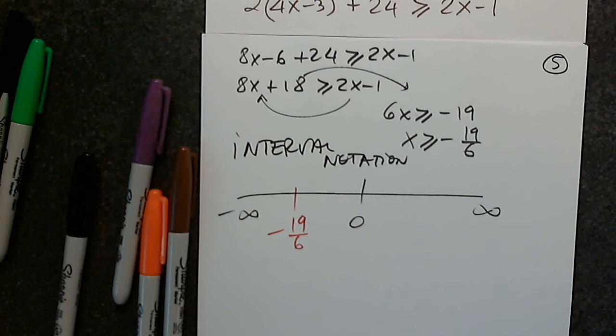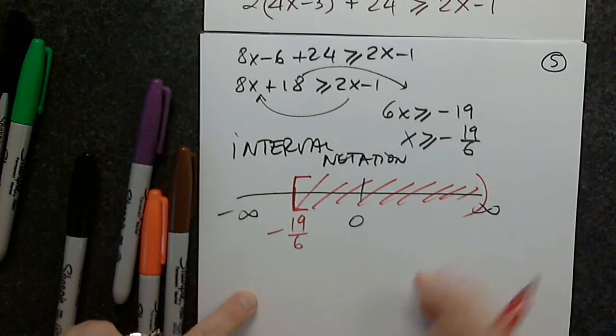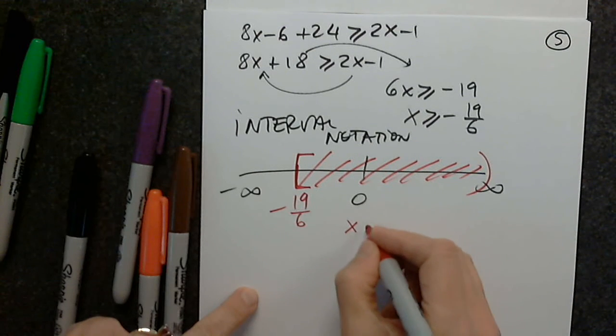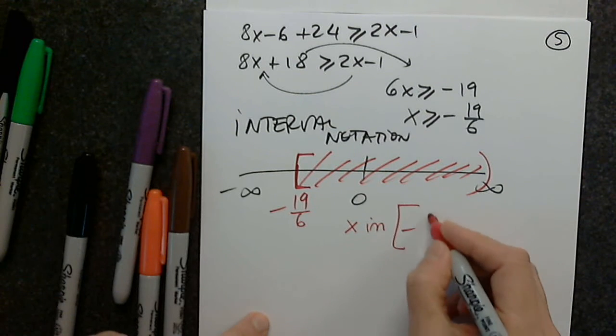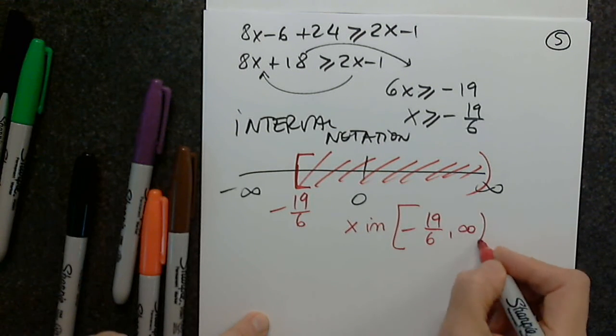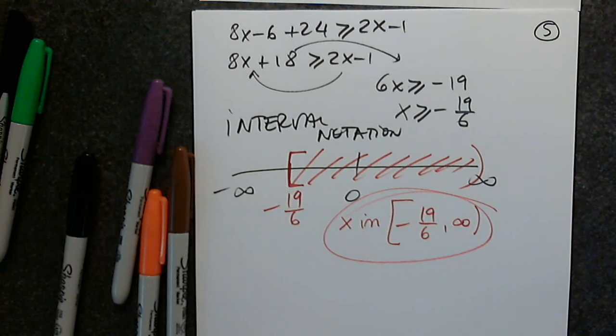So x is any number that is at least negative 19 over 6. So I'm going this way or this way? Right, correct. So because of the equal symbol, I would have to put a bracket. So this is the solution. I like to write x in the interval. So x is any real number in the interval, negative 19 sixths, comma, infinity. So this is what we call the interval notation.